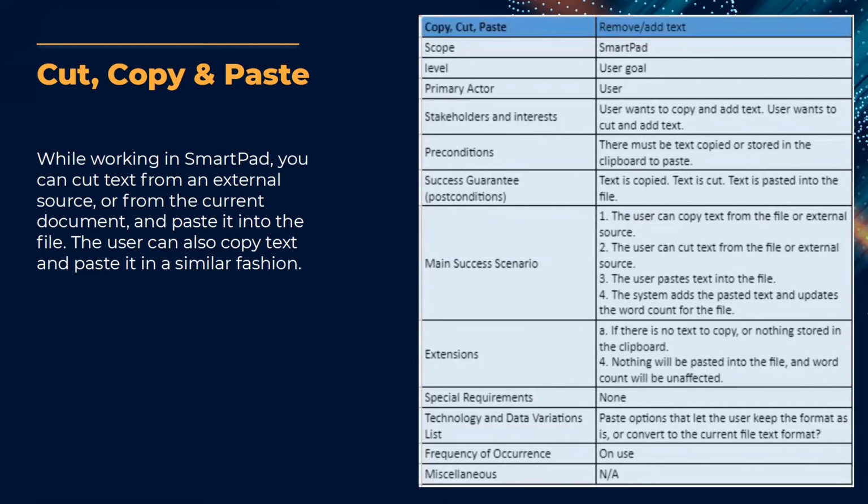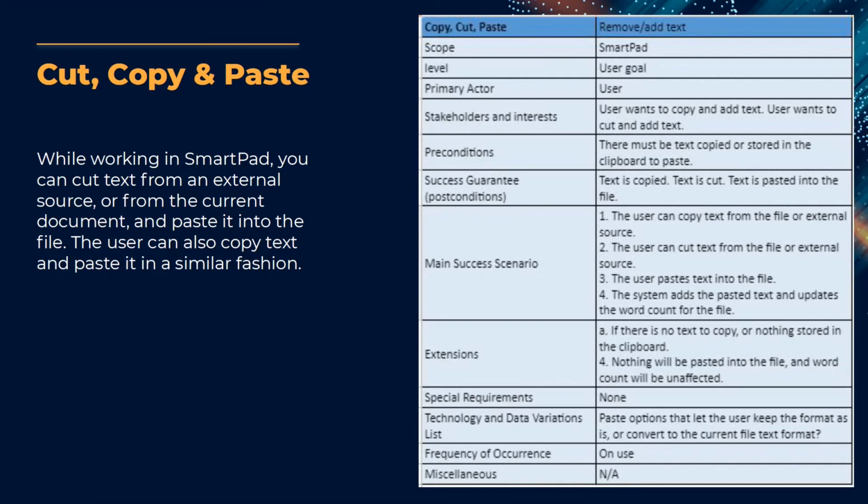Success guarantee: text is copied, text is cut, and text is pasted within the file. The main success scenario: the user can copy text from the file or to an external source. The user can cut text from the file or external source. The user pastes text into the file. The system adds the pasted text and updates the word count for the file when used.